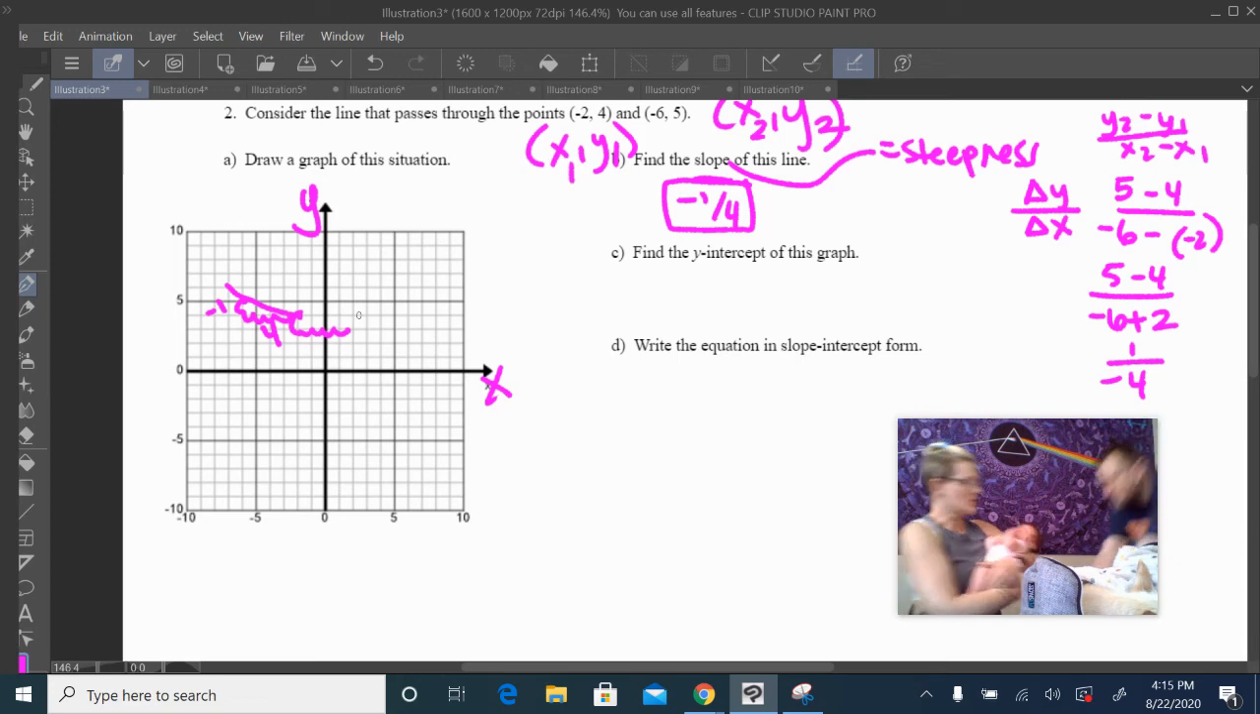All right, she's upset. Thank you, assistant. So the slope between any 2 points is the same wherever I go on my line. So I can't really see where the y-intercept is.